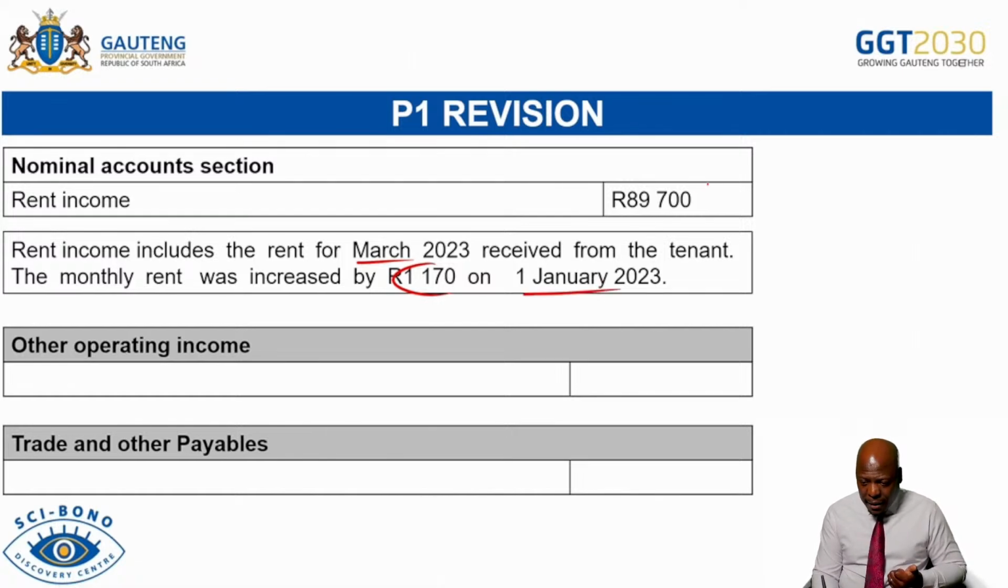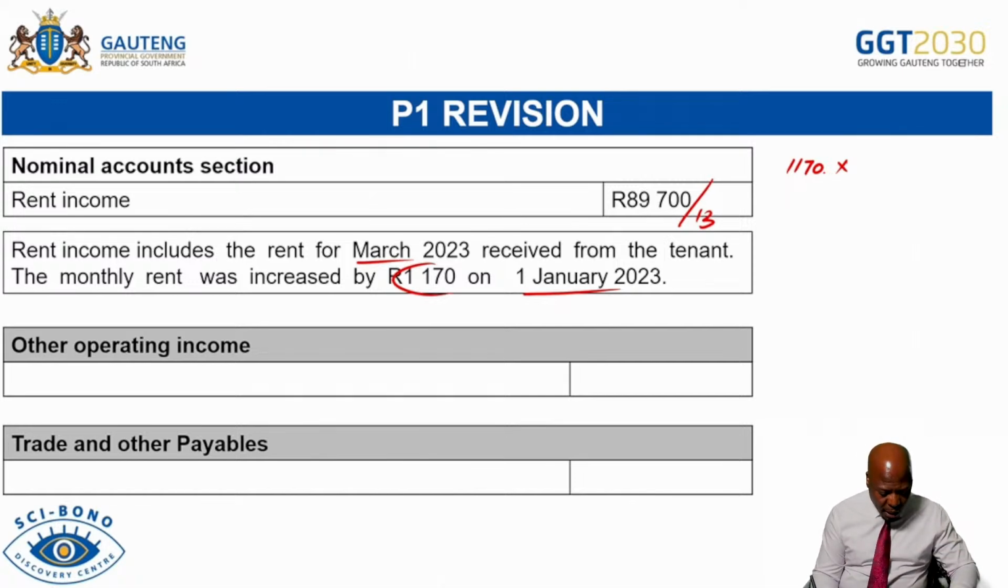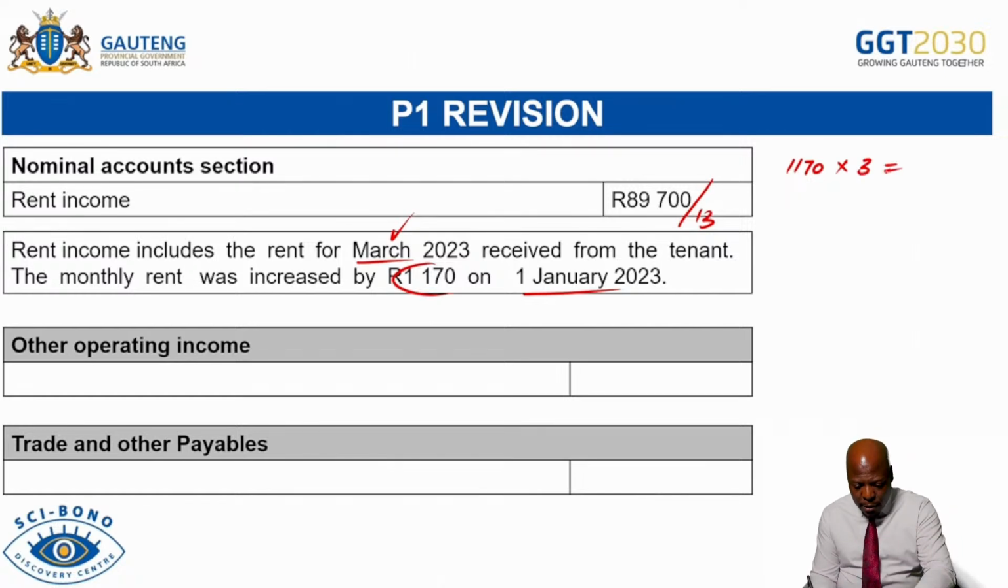That simply means if I take this amount and I divide it by 13, that will not be correct because the rent has not been consistent throughout. So the easiest way is to take out that increase which was effected on the 1st of January. Then we can divide our months then. How do we do that? We simply say the 1,170 was increased as of the 1st of January. And for how many months was that effective? It's January, February, the year ended. But we know that we've received for March. So March, then we have the 3rd month. So let's see our adding machine.